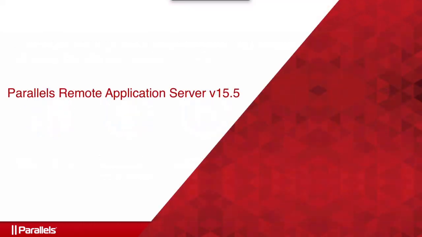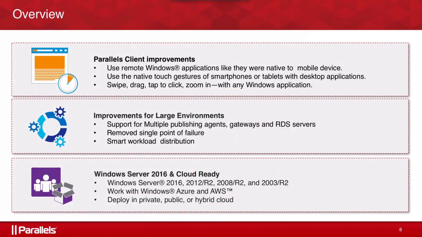So let's get into more details on the new features of Remote Application Server version 15.5. There are three major areas. The first one is the client improvements, the second is large environments and scalability, and the third one is the support for cloud and Windows Server 2016.